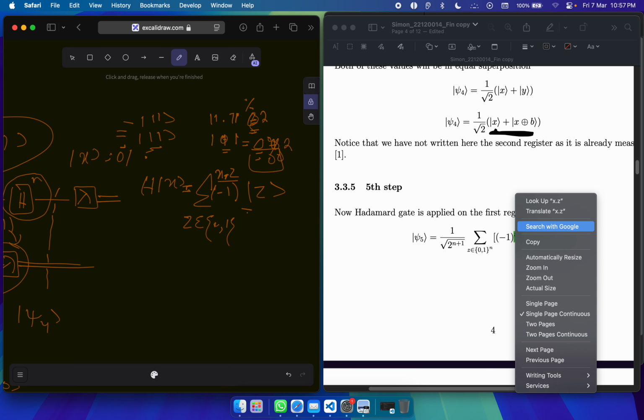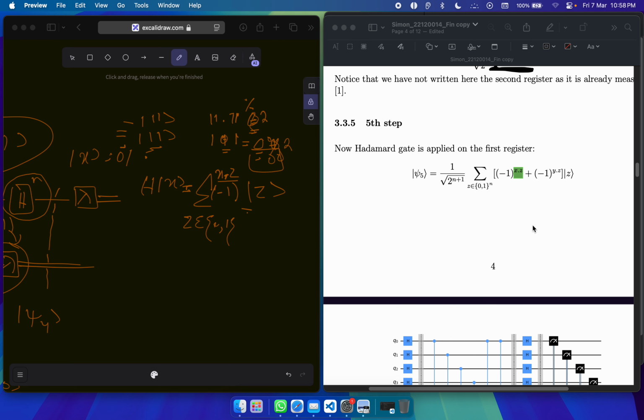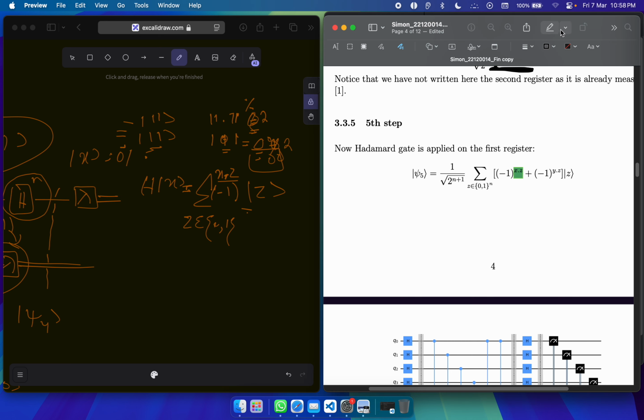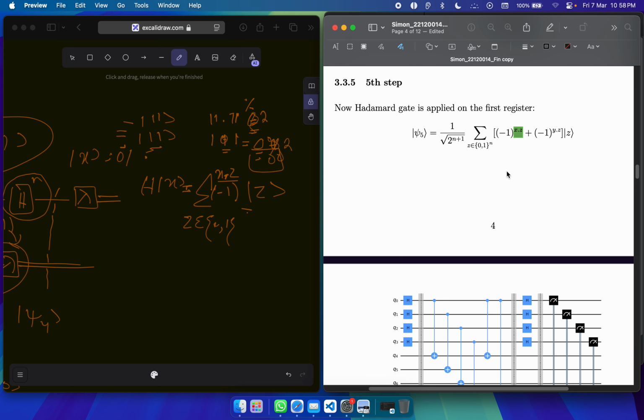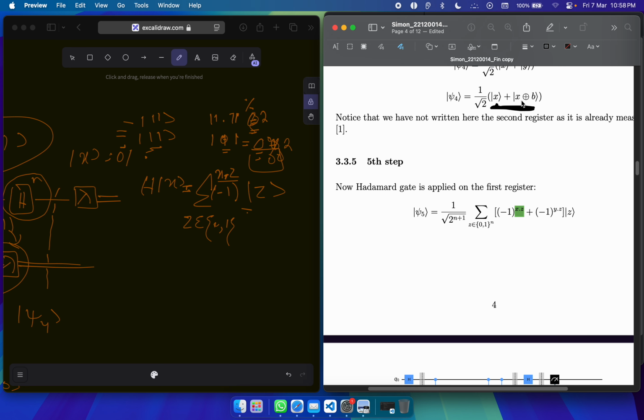What's written here is x dot z, and when we apply the Hadamard to this state, because these both belong to the same register, Hadamard will be applied on both of these, we get y dot z.